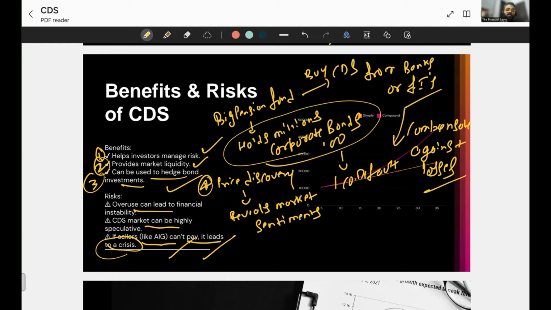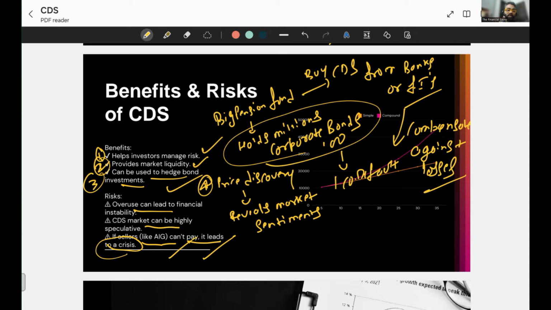Another risk of CDS contracts is high speculation. CDS is often used by hedge funds. I told you that hedge funds and traders use it not as a protection instrument, not to protect against the default probability on loans lent to other companies, but to make money from failing companies.